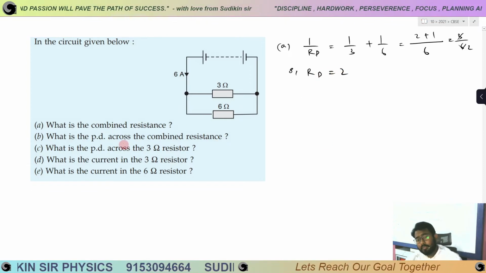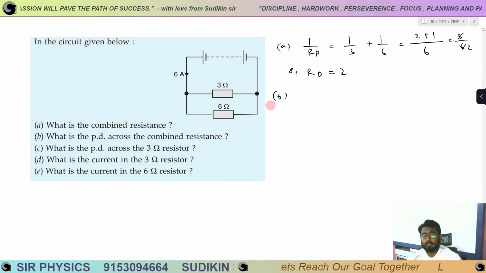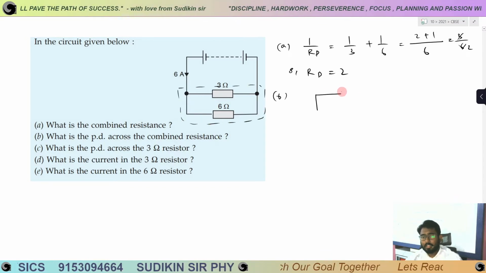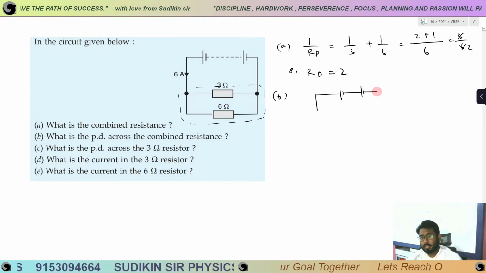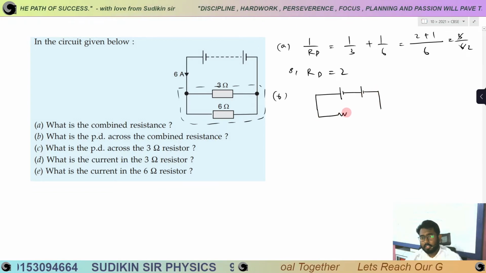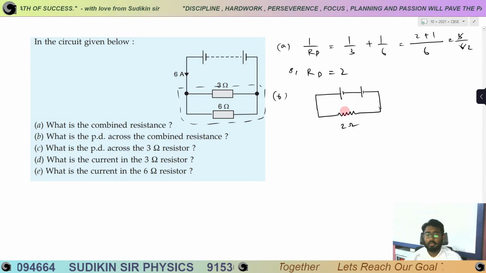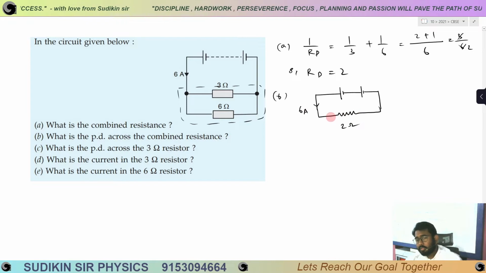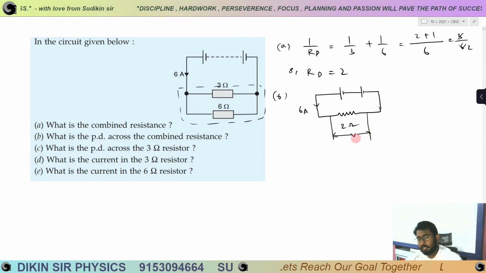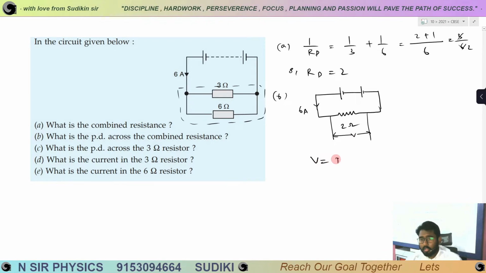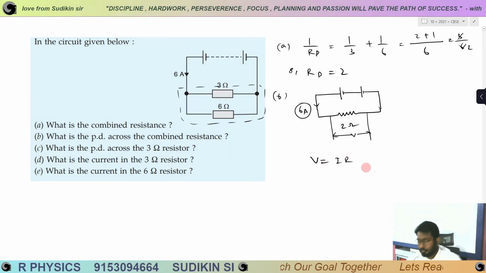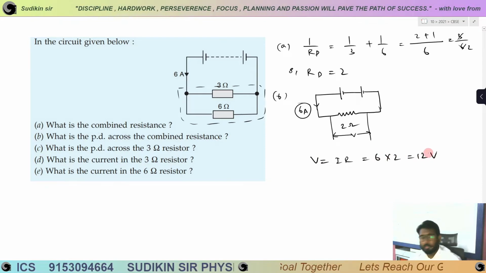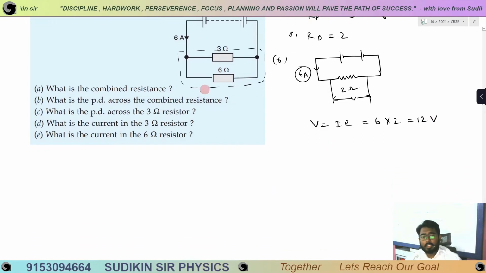What is the potential difference across the combined resistance? We are imagining this as a single resistance, right? So we have a series of battery here and we are replacing it by a single resistance whose value is 2 ohm, and 6 ampere current is flowing through it. If 6 ampere current is flowing through 2 ohm, then what will be the voltage difference across it? By Ohm's law, V equals IR, right? I is, very good, 6 ampere. So that is 6 times 2, that will be 12 volt. Are we clear? Okay. Next they are asking what is the potential difference across the 3 ohm resistor.